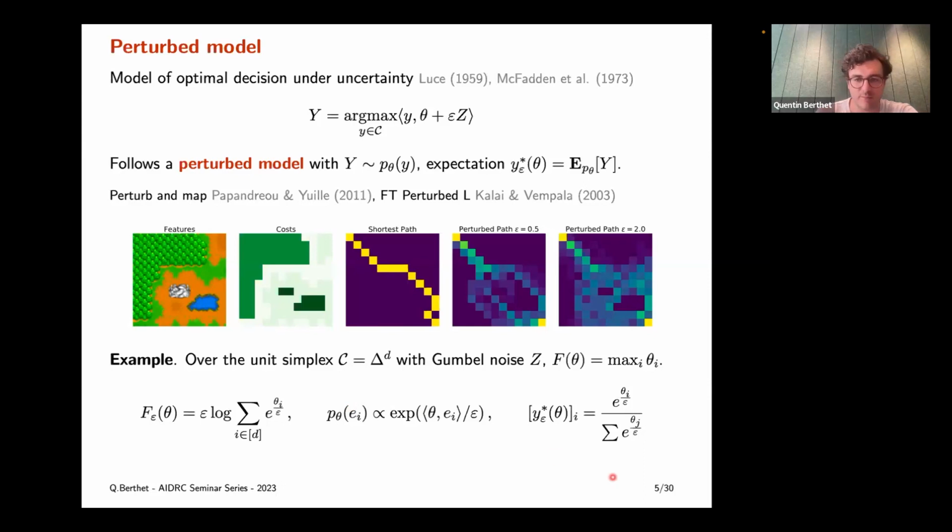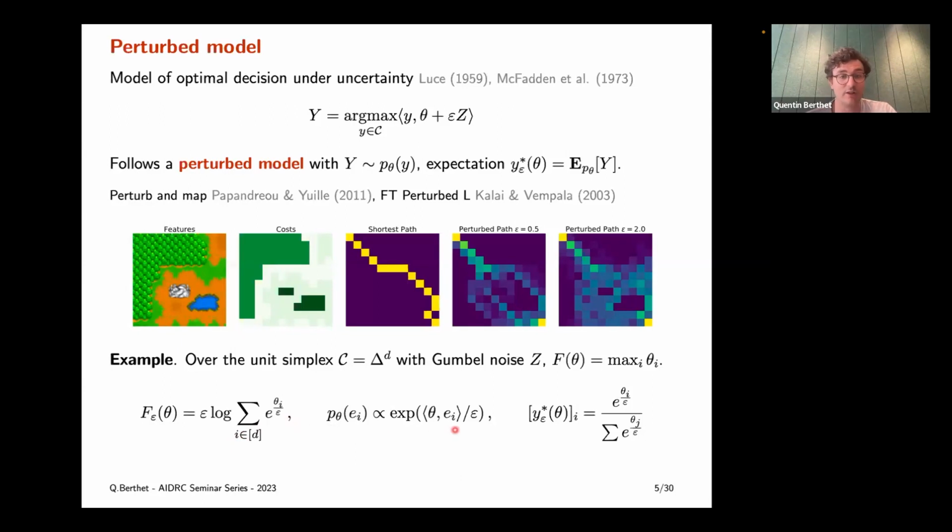There's one example that helps a lot to visualize what's going on, which is over the unit simplex. In dimension D, before adding Gumbel noise, the value of f is just the maximum of the theta_i. Once you add some noise, you can write this out explicitly: the soft value function, the perturbed value function, is the log-sum-exp.